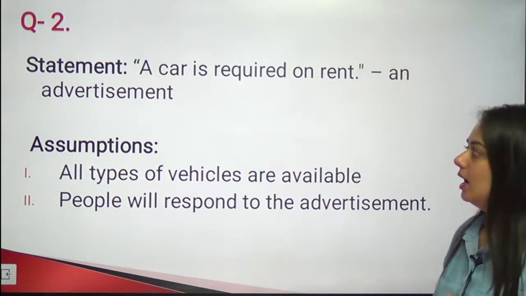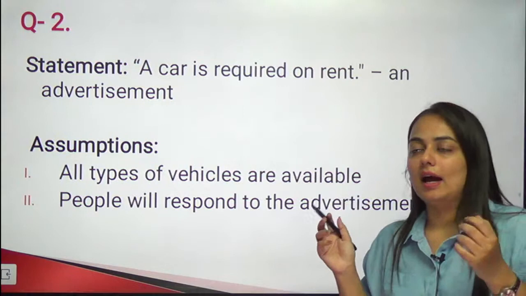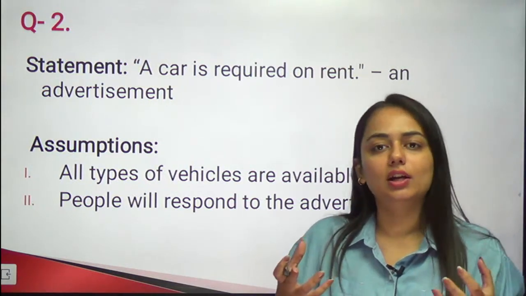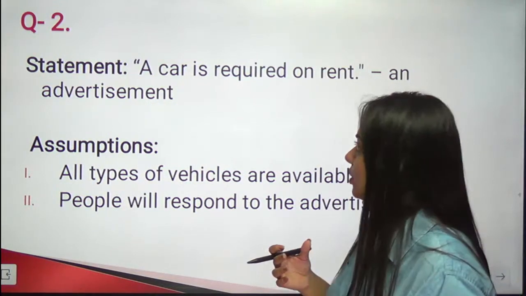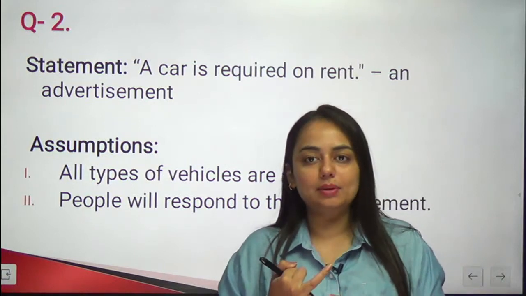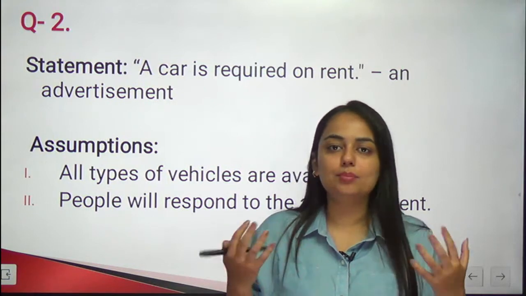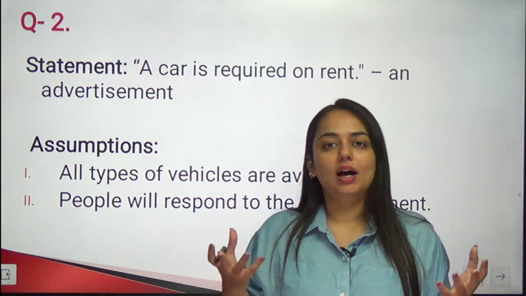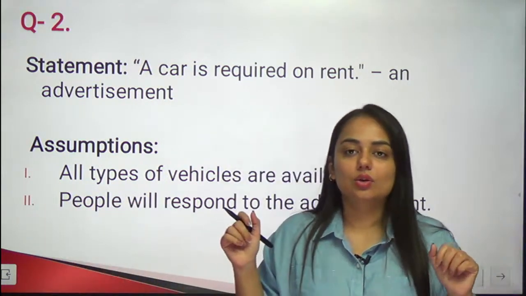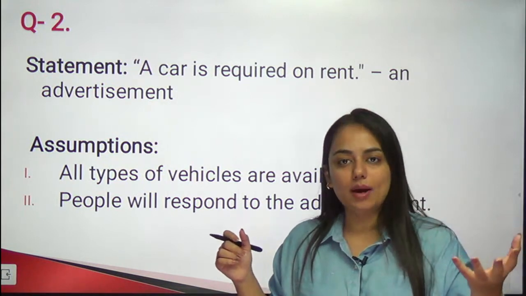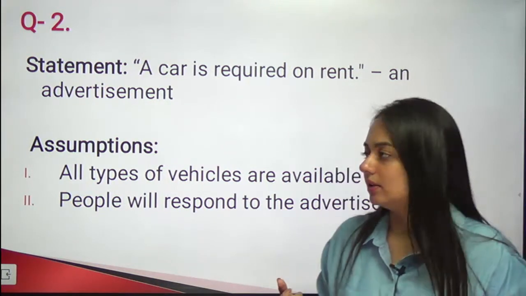Statement number 2 is a car is required on rent. It's an advertisement. So whenever there is an advertisement, notice or any warning, there are certain assumptions which are always there for these cases. So when it's an advertisement, you have to keep in mind that the issuer of the advertisement benefits from that advertisement. There are some people who are definitely going to read the advertisement. Otherwise, why would people spend money on advertising something, right? Because there are viewers, and it is somehow desired by the viewer. Whatever product is being advertised, it's desired by the people. That is the reason they read it.